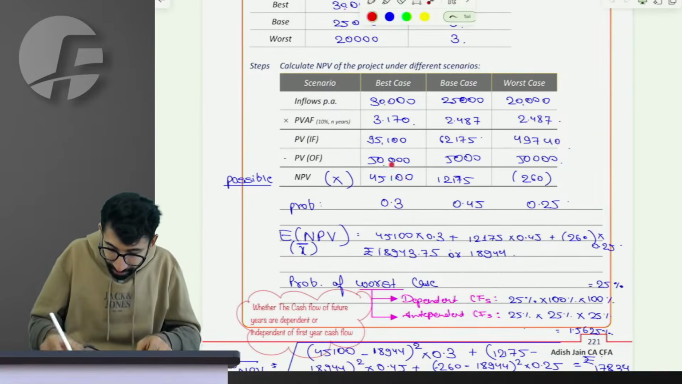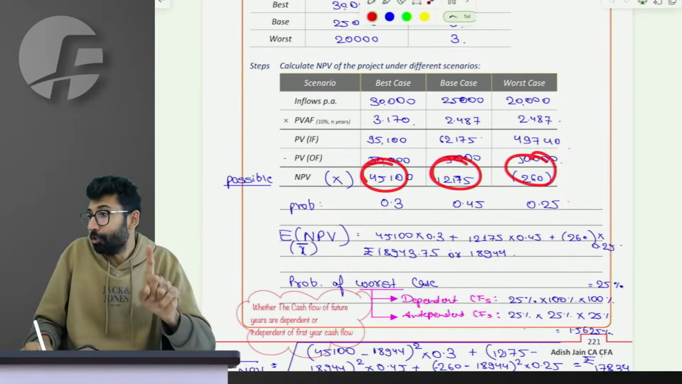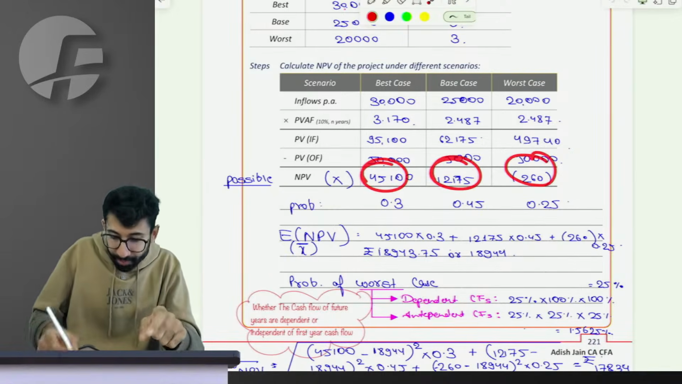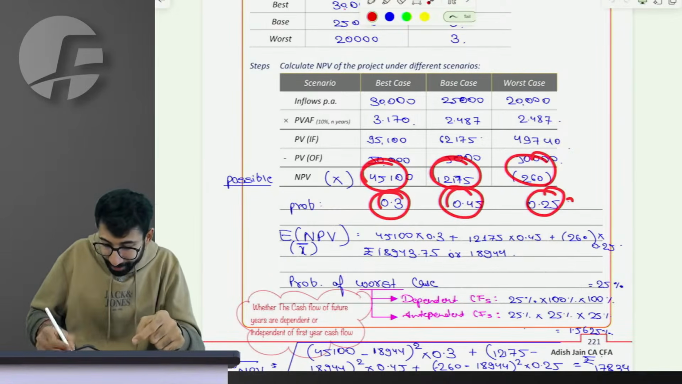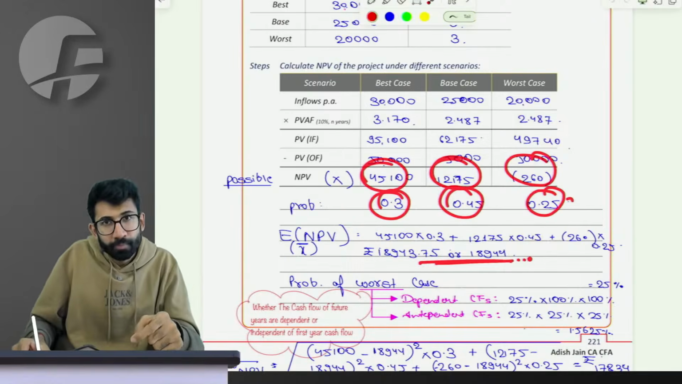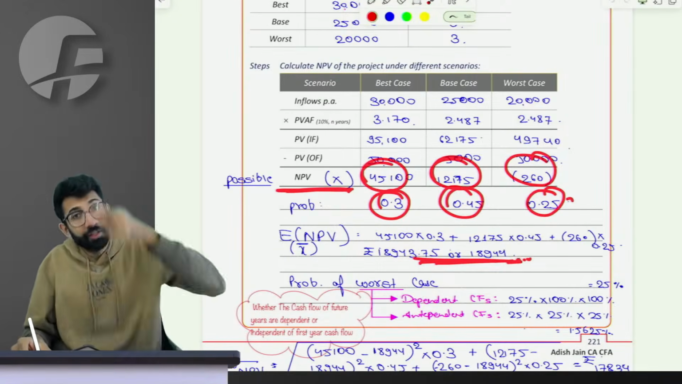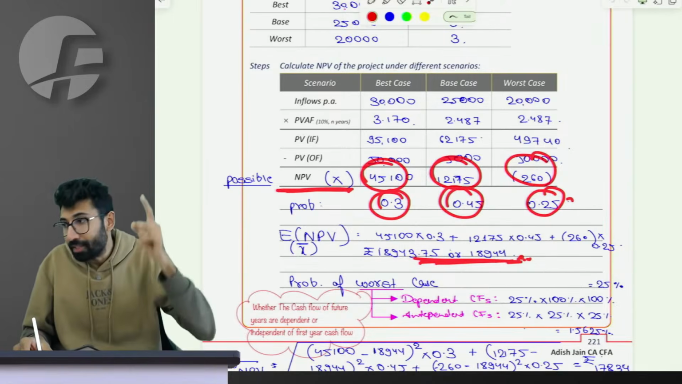Sir, if I have all possible NPVs, listen to me, the last concept before I go ahead. If I have all possible NPVs and the probability of the NPV, I calculate expected NPV. Using possible NPV and expected NPV, can I also calculate the standard deviation of NPV? The answer is yes.